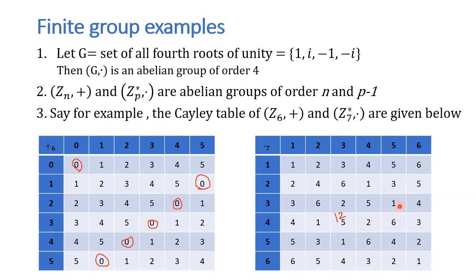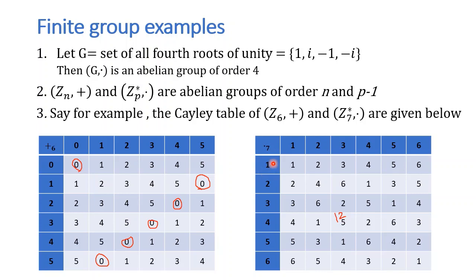After filling all these values, you will find that these numbers lie in this set only. That is, it is closed under multiplication modulo 7, and associativity also holds for multiplication. To find the identity element, you just see in which row the elements are repeated. In the first row you see that 1, 2, 3, 4, 5, 6 is the same as the header. So 1 is the identity element.